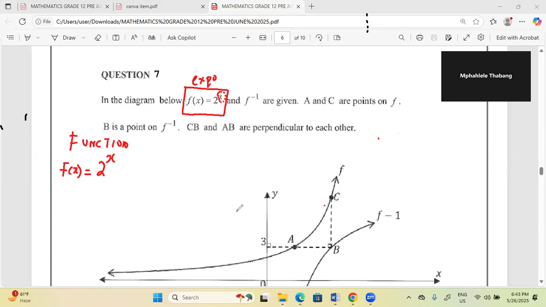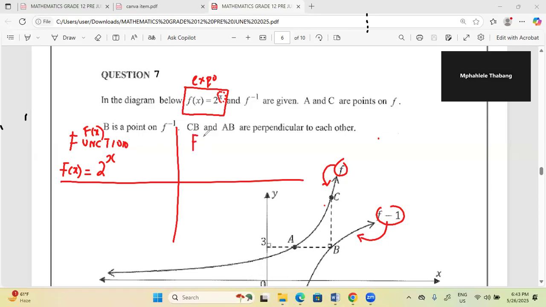And the inverse are given. If you look at the diagram, they gave me the function f and also the inverse of f. So I will say this side, this is f of x. I will draw a table like this. And I say this side, I have the inverse of f of x, because they're talking about the function and its inverse.